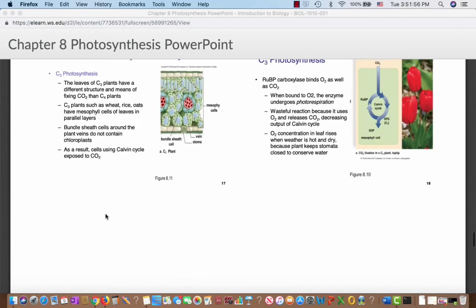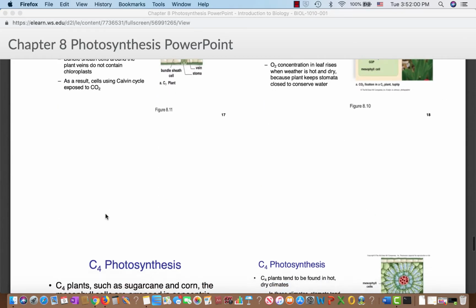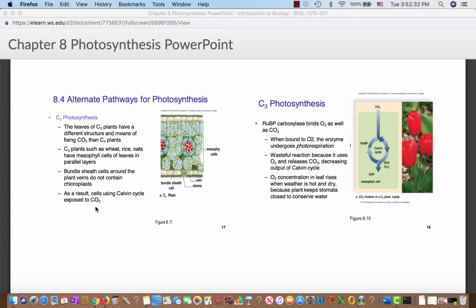So the problem with that is it slows down and inhibits your Calvin cycle. I believe this is actually a typo right here, and this should be exposed to oxygen, because as it explains over here, RuBP carboxylase binds oxygen as well as CO2. When it binds oxygen, it undergoes photorespiration, which is a wasteful reaction because it uses oxygen and releases CO2, decreasing the output of the Calvin cycle as the oxygen concentration in the leaf rises when weather is hot and dry, because the plants keep the stomata closed to conserve water. So this is actually a typo.